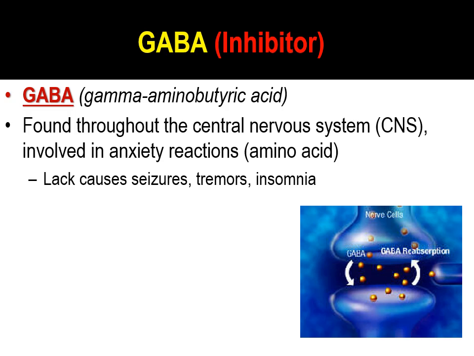GABA is an inhibitor. GABA is found throughout the central nervous system. It's involved in anxiety reactions with amino acids. The lack of GABA can cause seizures, tremors, and insomnia. So if you're not sleeping well at night, you need to take more GABA, the doctors will tell you. And people who have seizures and tremors may need to also take more GABA. You can actually get it as a supplement now, but I would let your doctor recommend that.